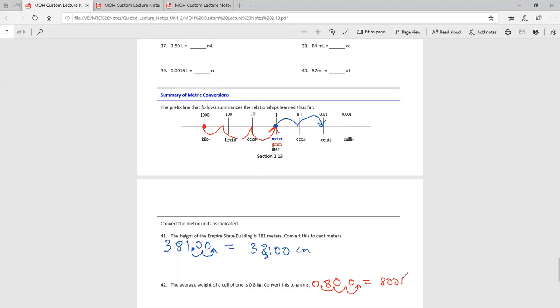Why did I say kilograms? I meant grams. I'm looking at the problem. So a 0.8 kilogram phone is equivalent to an 800 gram phone. It's the same weight, just different units.